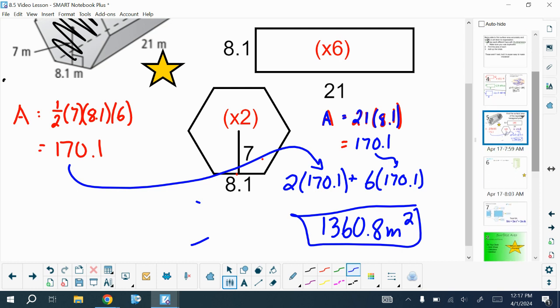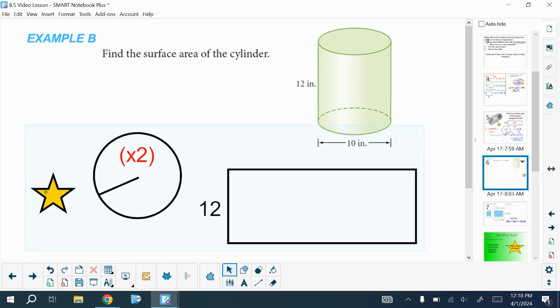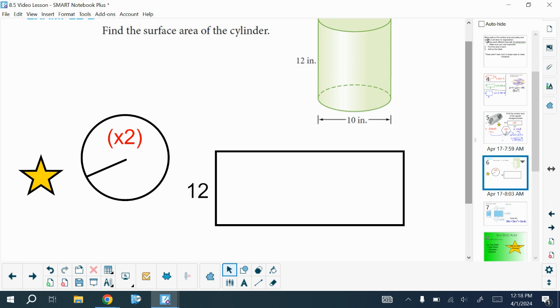Okay, now the last one's a little trickier. We've got a cylinder. So a cylinder has 2 circles, but then also this curved surface in there. And what I want you always thinking about with a cylinder is, what does that look like if I unwrap it? Well, my curved surface is just going to be a rectangle if I unwrapped it. Just like how all the other prisms had rectangles as their sides, so does this one. The real question here is, how long is that rectangle?